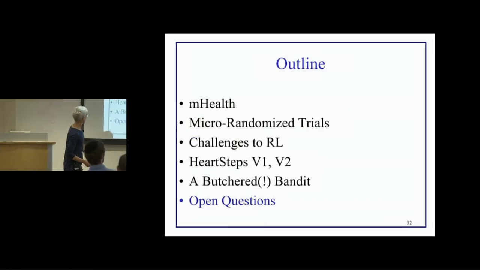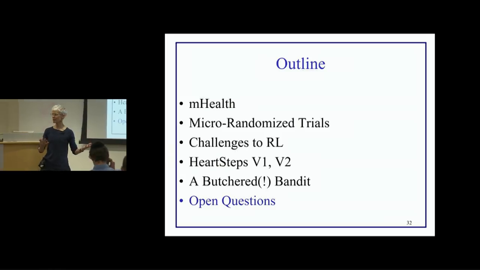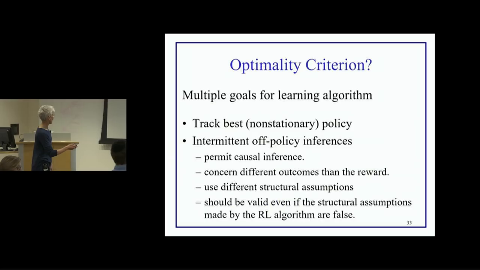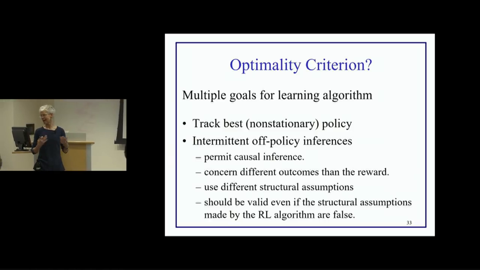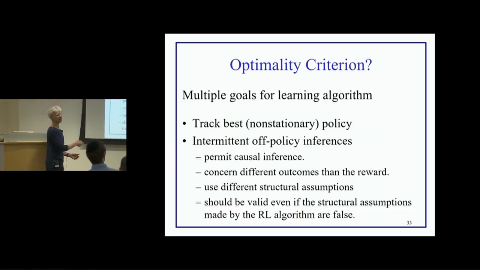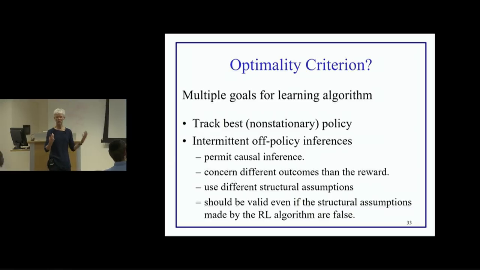I'm just going to go through some open questions. I've already mentioned some already. How do you operationalize all of this? There's got to be some principles here, right? I'm ad hocing all over the place. Should I be thinking of tracking the best non-stationary policy? How do I mathematize that? What will be my criterion to optimize in order to build an RL algorithm which is tracking the best policy? Because that's all we can do. In that year-long study, that's all we're going to be able to do: track a policy. That would be our best case scenario.